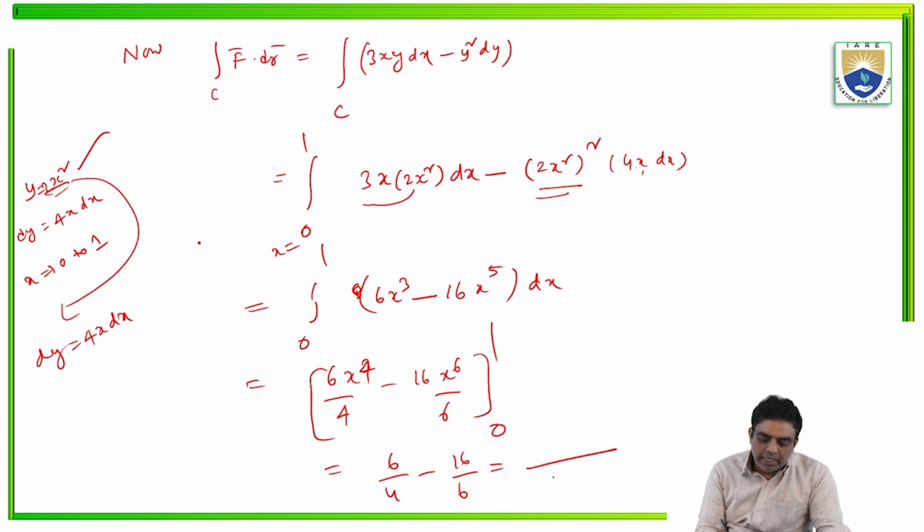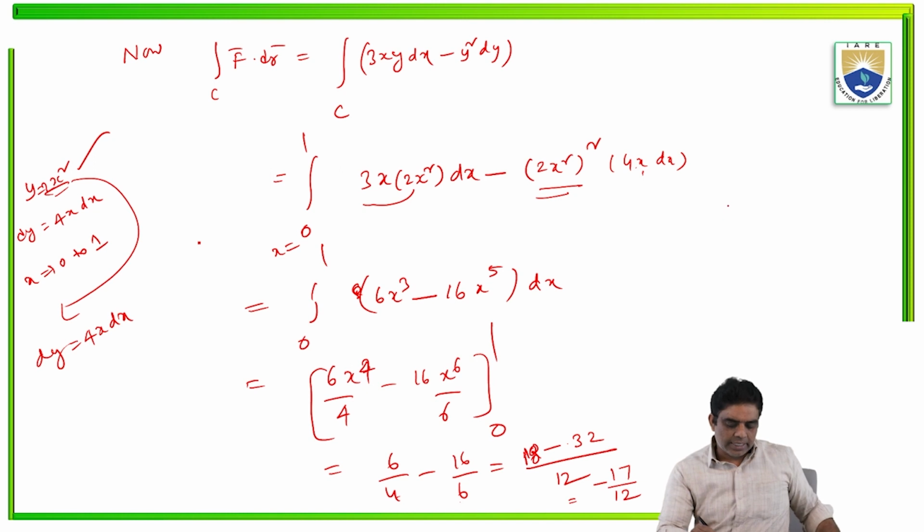Now on taking the limit, the LCM is 12. 4 3s are 12, 3 6s are 18, minus 6 2s, 16 2s are 32, which gives 17 by 12. Is it right? Just check it out: 6 by 4 minus 16 by 6.